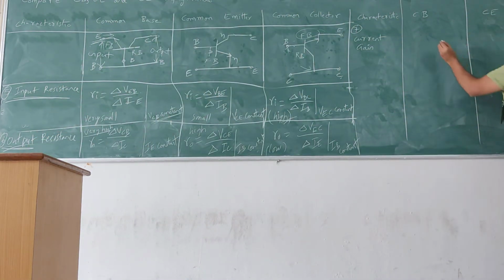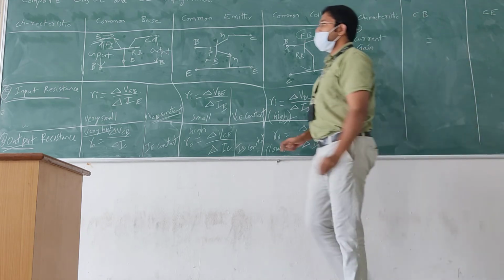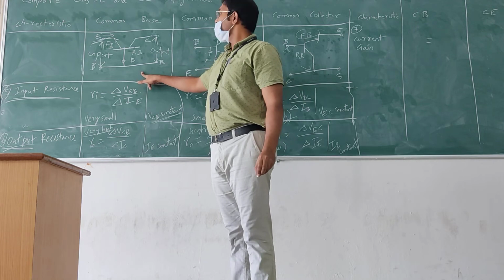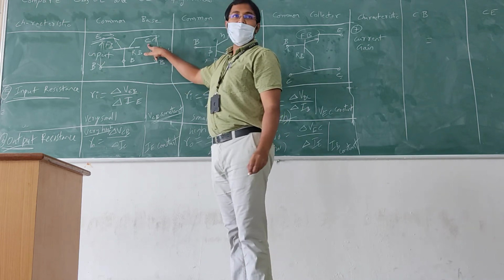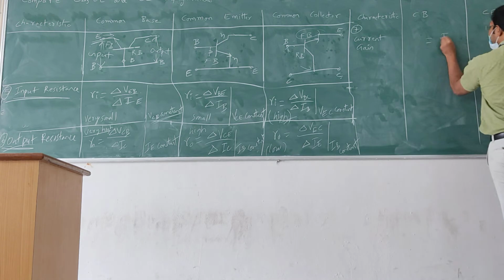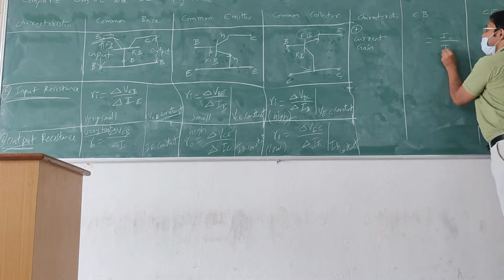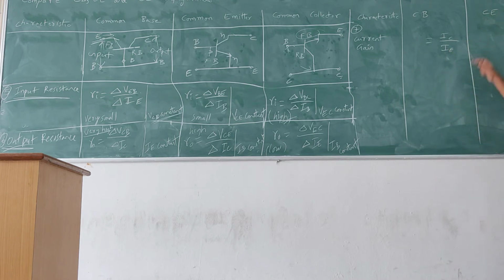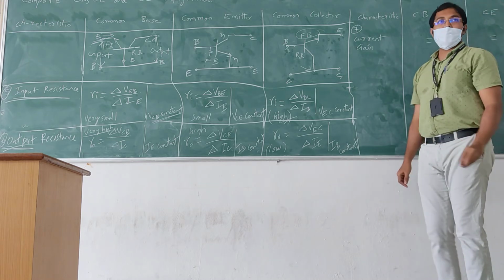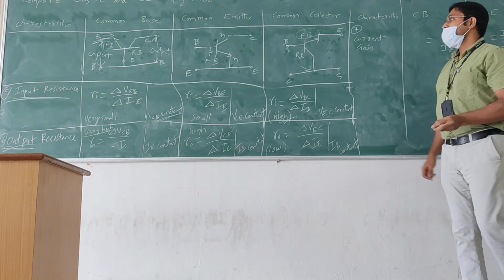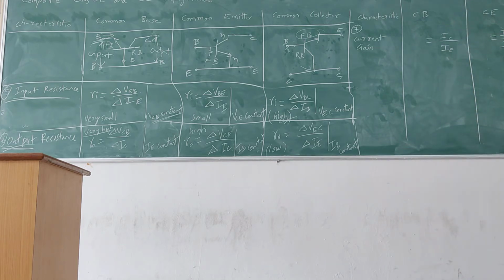So tell me what will that be? What is the output current for common base? IC. IC by what is the input current? IE. Next case, common emitter. What is the output current? IC by IB. What about common collector? IE by IB.